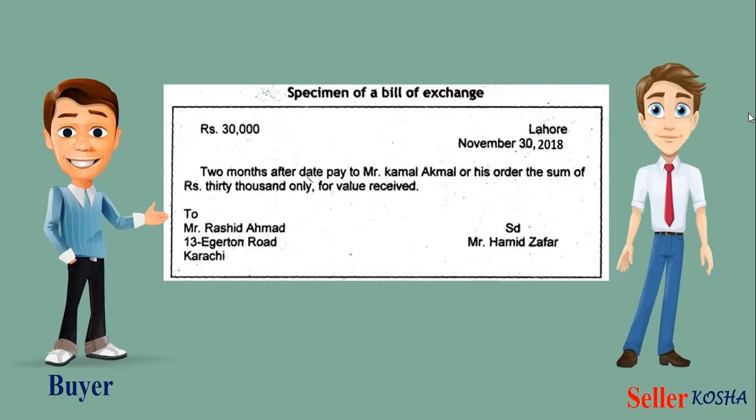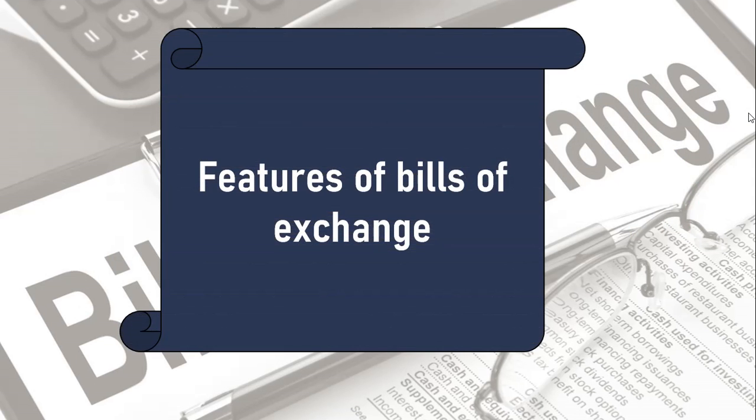Specimen of a bill of exchange. In this specimen, there are two parties, Mr. Rashid and Mr. Hamid. Two months after date, this is a certain time period of making the payment of a bill. To Mr. Kamal Akmal or his order a sum of rupees 30,000 only. This is the certain amount of money. Now, parties of bills of exchange.